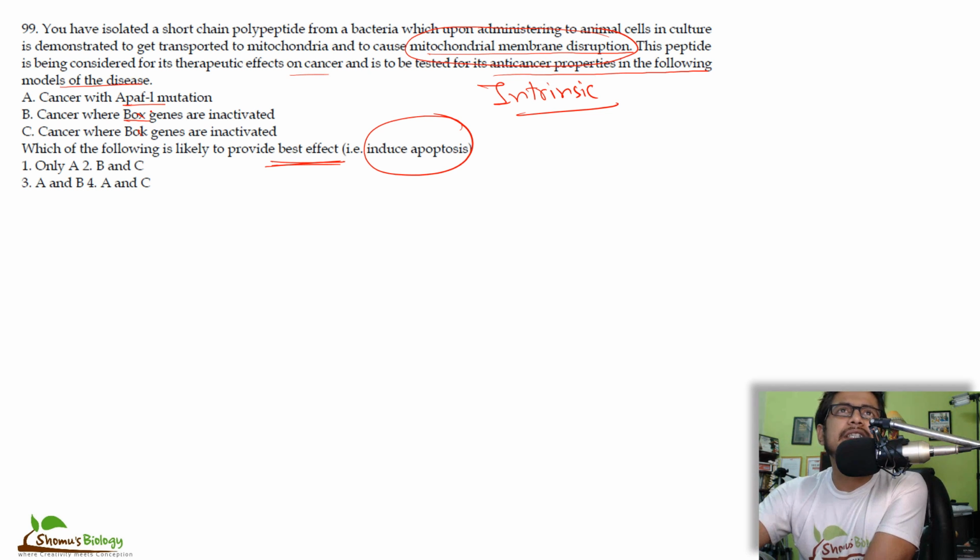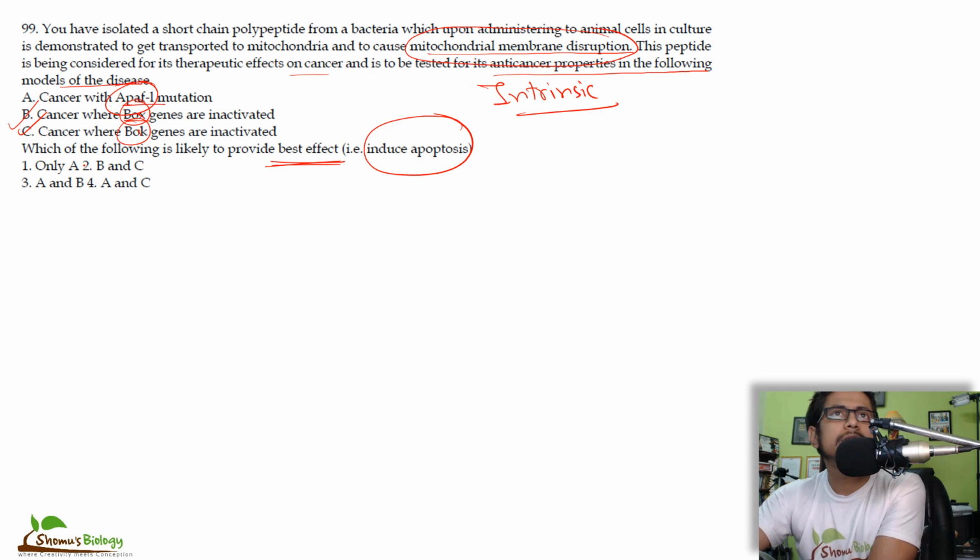Now all these 3 genes are mentioned: APAF1, BAX and BAK. Among these 3, they are all involved in cell death, so they are the product of tumor suppressor genes. But the protein we have discovered disrupts the membrane of mitochondria, which leads to the release of cytochrome C. But APAF1 is not present in the mitochondria. APAF1 is present in the cytosol. It's produced in the cytosol. So our target protein here, the protein that we are working with, definitely acts on BAX and BAK, not APAF1.